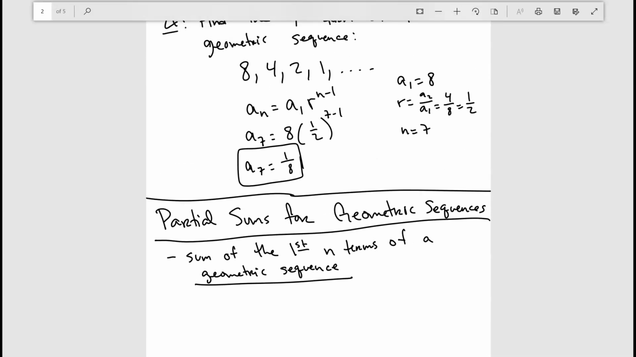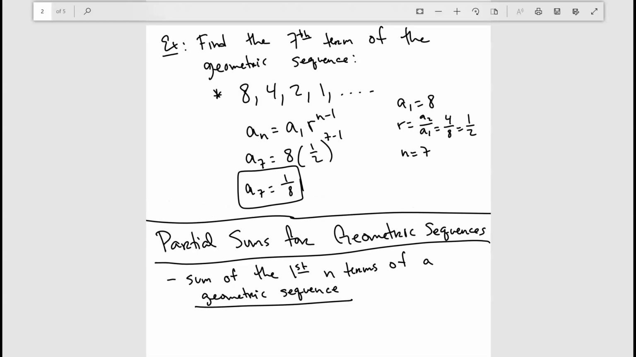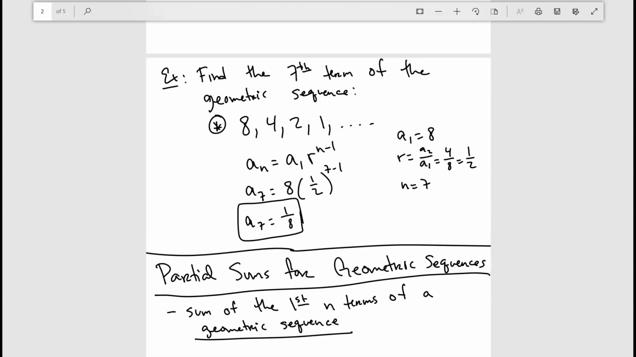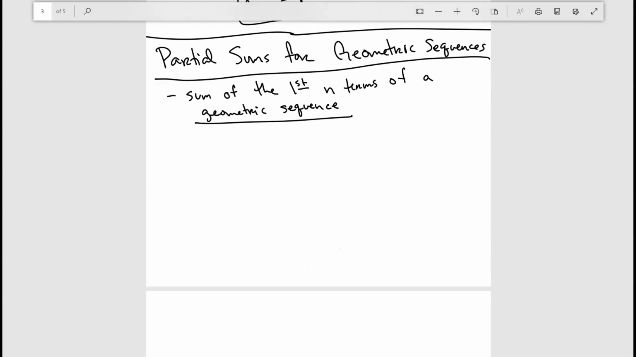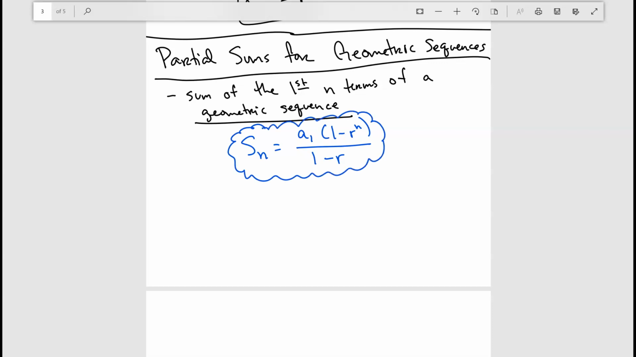We've looked at different types of geometric sequences like this one, and let's say we wanted to find the sum of the first 7 terms of this type of problem. Well, there is a formula, and it's S sub n equals a1 times 1 minus r to the power of n, divided by 1 minus r. You don't need to memorize this formula, but this is the one you will use. Here, r cannot be equal to 1.